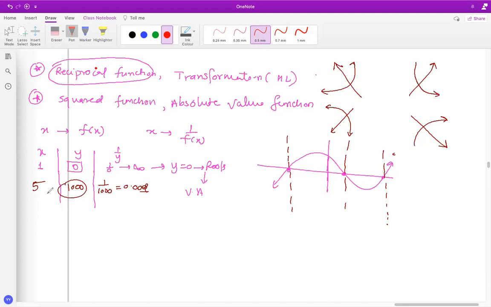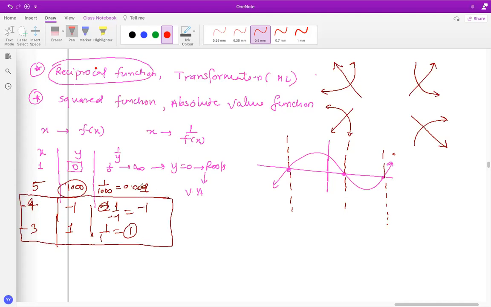Now, rule number 3 is that if I take x is -4, and for that the y value is -1, the reciprocal of -1 is going to be -1 itself. So 1 over -1 is -1. Let's say for x is -3, I have my y value as 1. So 1 over 1 is 1. These are referred to as the invariant points, where the y value of the function does not change.